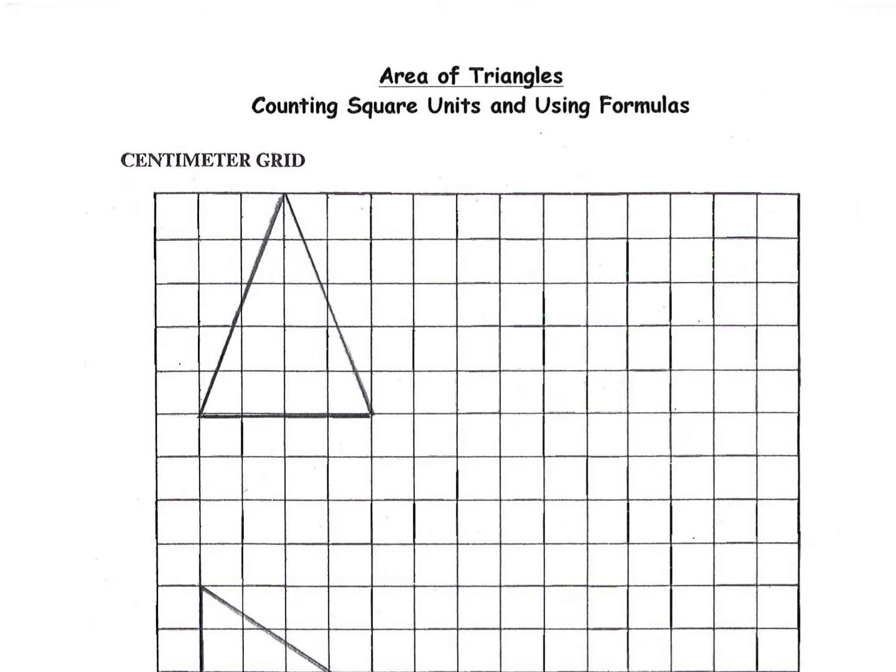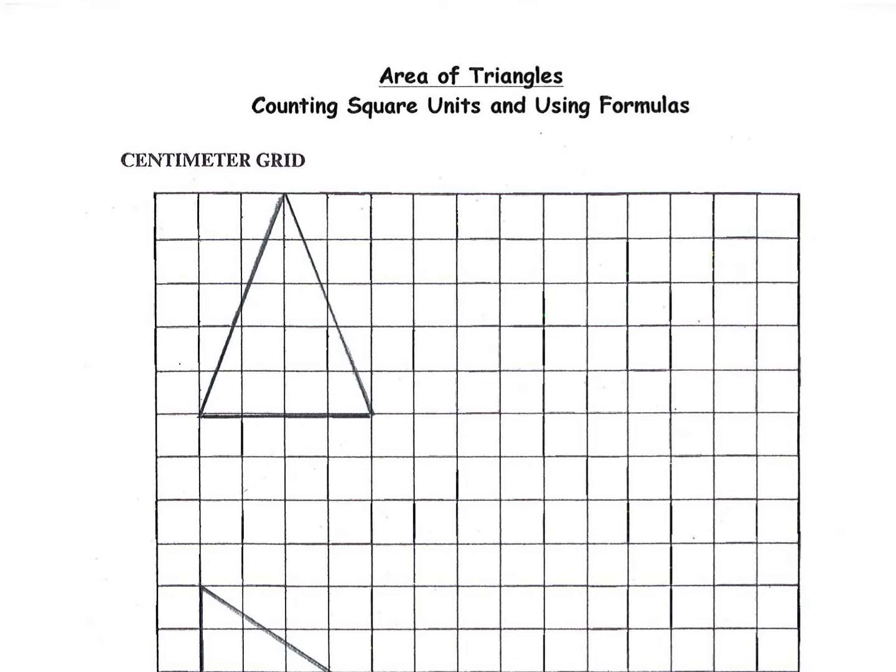So you may notice that I mentioned we're going to count squares, and with a triangle that makes it difficult because we see some of them are whole squares, but many of them are not. And so we could try to piece pieces together to make squares, but better, there's a formula that will help us with that.